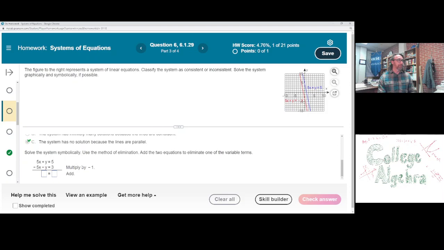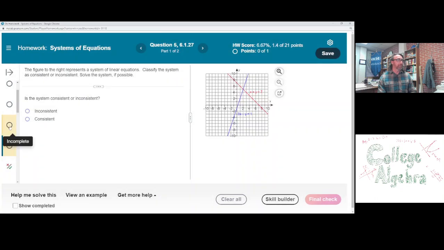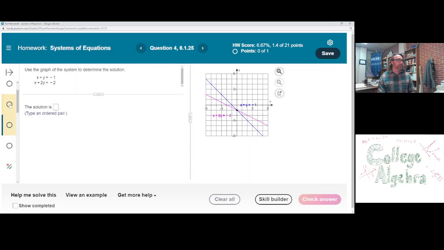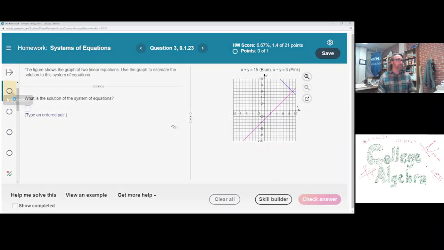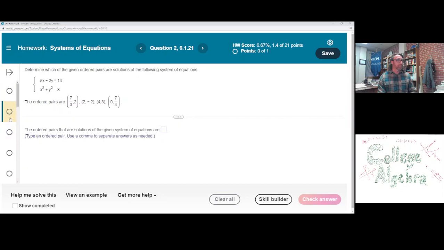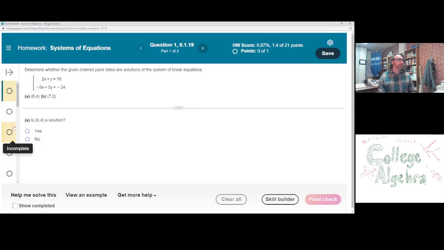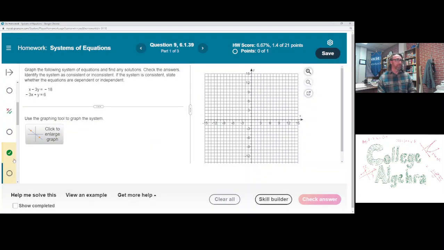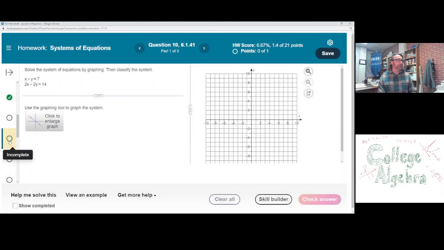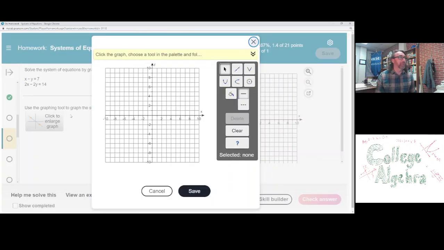All right, I'm going to skip that part. So let me see here. I wanted to show you a system that was dependent. They probably wouldn't ask me to do it graphically, though. Okay, here we go. They actually did ask me to do it graphically.